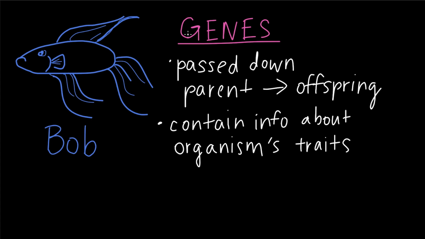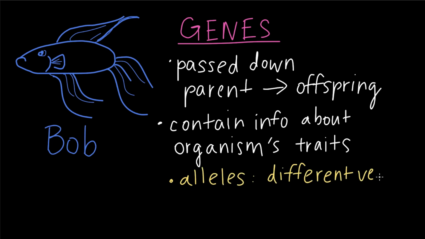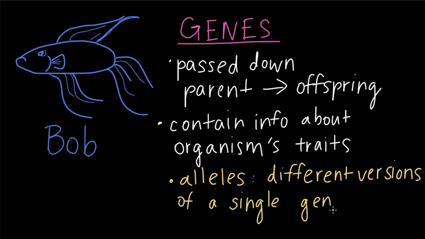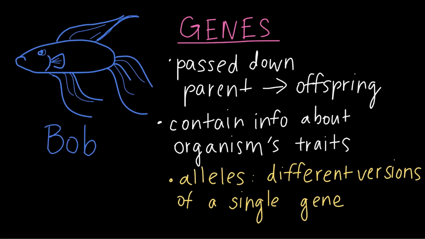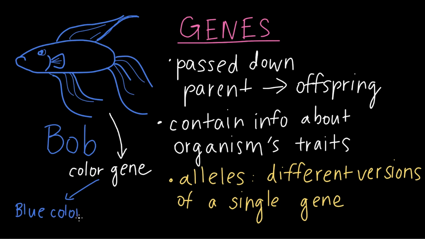Now, a single kind of gene can have many different versions, and we call these versions alleles. And these are just different variations of a single gene. So, for example, there may be a gene that provides information about betta fish coloration. So, let me draw an arrow from Bob to, we'll say, color gene. And one allele of this gene may lead to a blue-colored fish. So I'll write here, blue color. And another allele may lead to green coloration. And I'll write here next to blue color, green color.